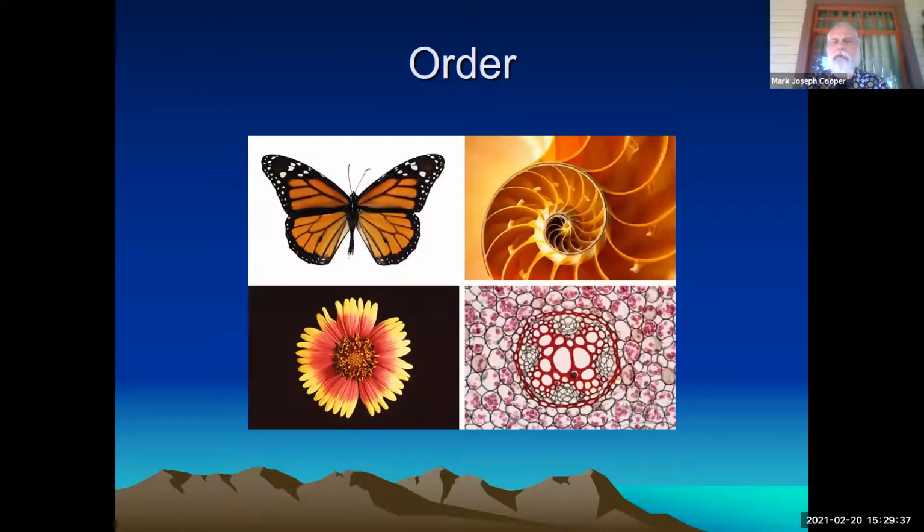The second one would be order. And this one's a little bit harder to understand. What we find is there's lots of different atoms and molecules in the environment. That's the chemistry portion that we'll talk a little bit about.